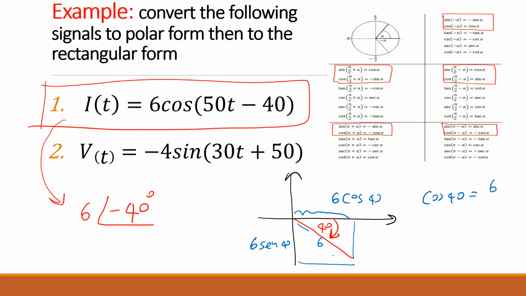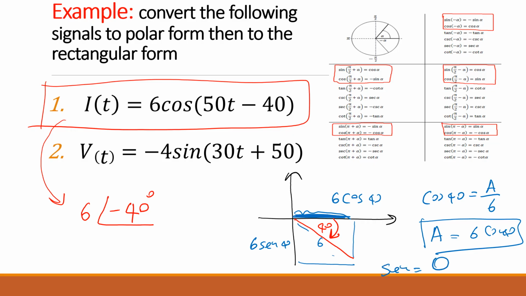How do you write the cos 40? Cos means what? Yes, so cos 40 means adjacent divided by the hypotenuse. So the adjacent here is the real axis. Am I right? So you can say adjacent, which is your real part, will be 6 cos 40. Agree? So how do you write the sine? Sine is opposite over the hypotenuse, so the opposite, which is your imaginary part, will be 6 sine 40.